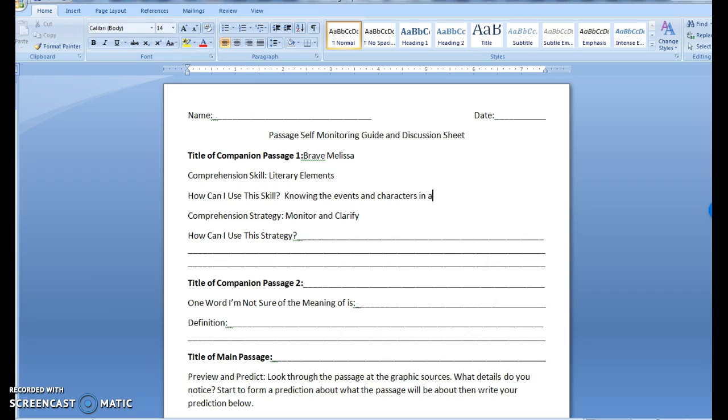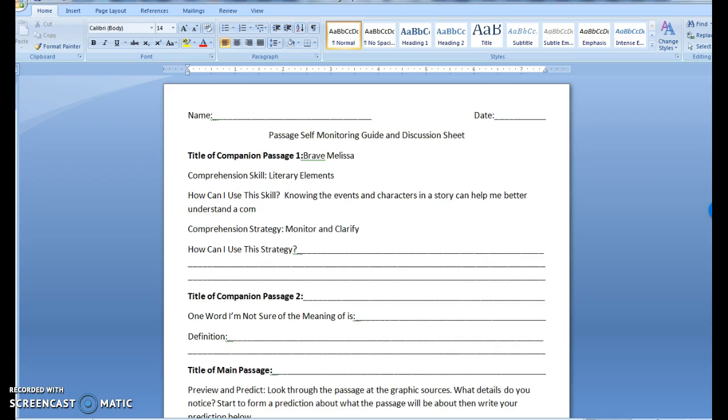in a story can help me better understand a complicated text by keeping myself organized.